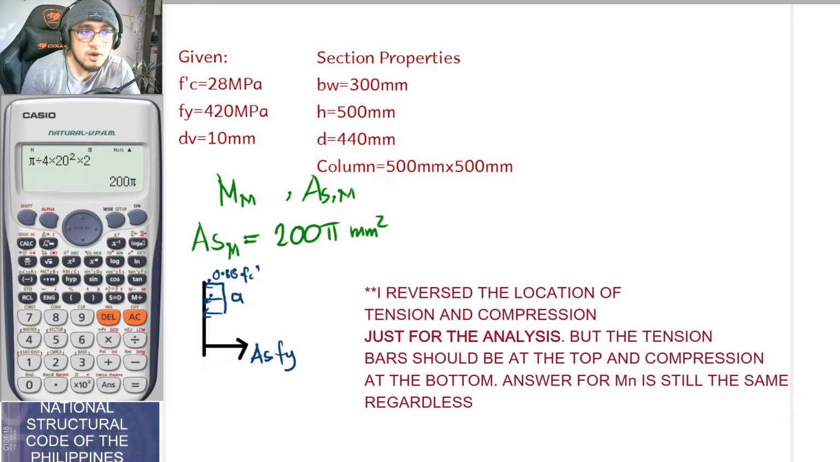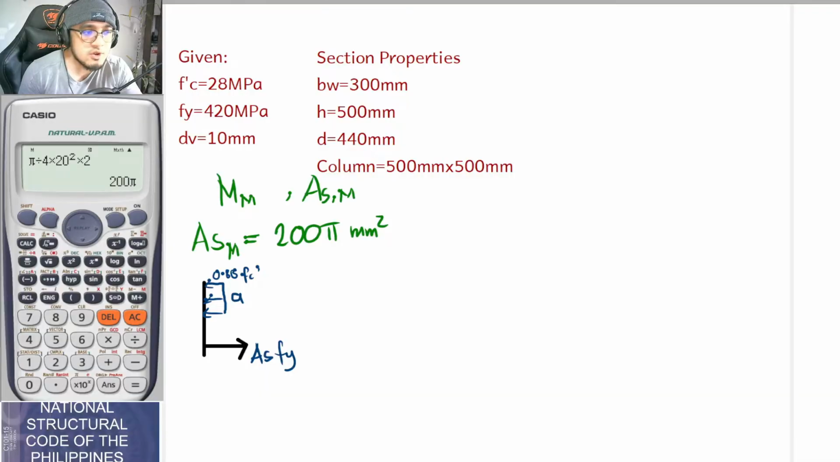Because we have already designed this properly before, and in our design we have designed it not under compression controlled. So kapag di siya compression controlled, automatic fy yan. Actually, our section here was designed as tension controlled. Thus, once again, automatic fy.